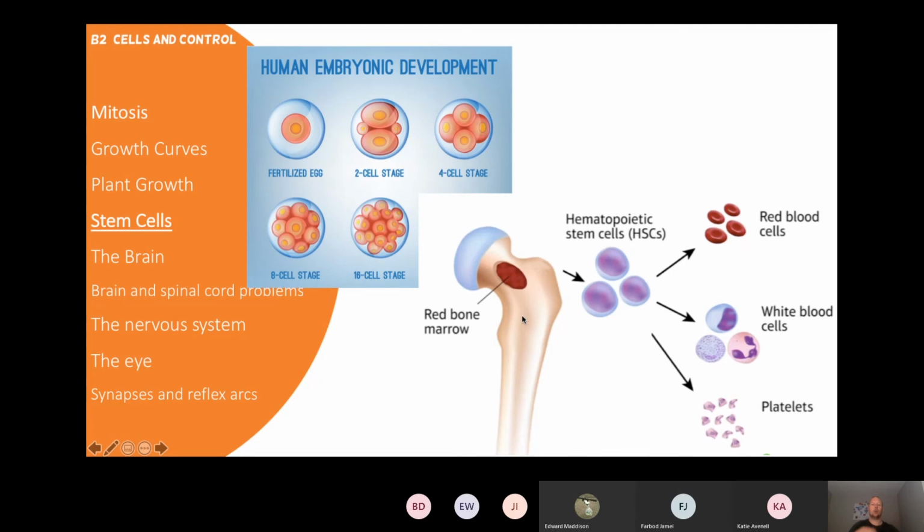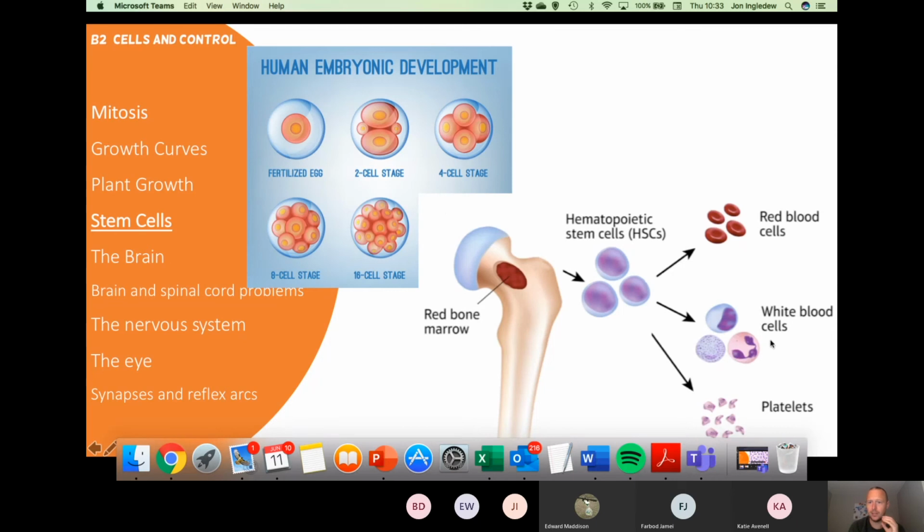Right, when it asks where you can find adult stem cells, the best answer you can give is in bone marrow. Adult stem cells can't become every type of cell, but they can become a few different types of cell. In your bone marrow, these can make all of the cells that are found in your blood. So for example, here we have red blood cells, white blood cells, which are there to fight infection, and platelets, which are there to heal cuts. So adult stem cells can become a few types of cells. Embryonic stem cells can become any type of cell.